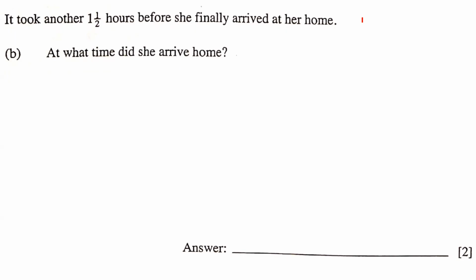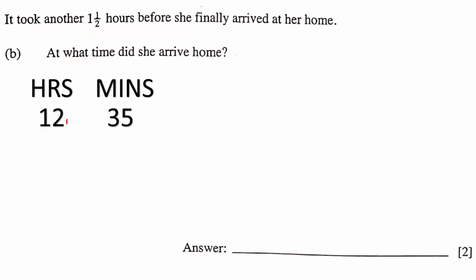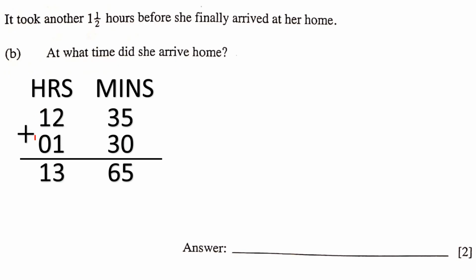She has to travel a certain distance to get home, and so it took her an hour and a half to finally reach home. She arrived in Nassau at 12:35. That's what we're going to start with, but we have to add an hour and a half. An hour and a half is 1 hour and 30 minutes, and so we're going to add that. 5 plus 0 is definitely 5, and 3 plus 3 is 6. And then 2 plus 1 is 3, and then 1 plus 0 is 1.